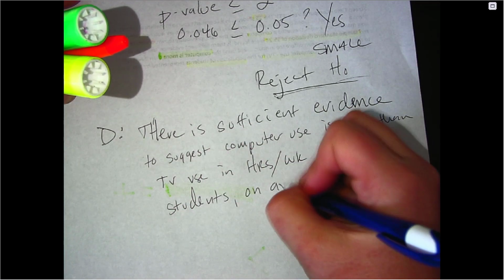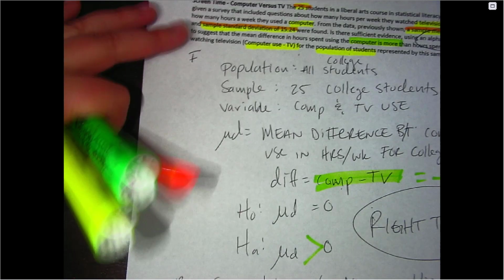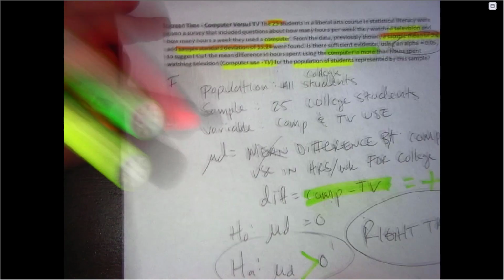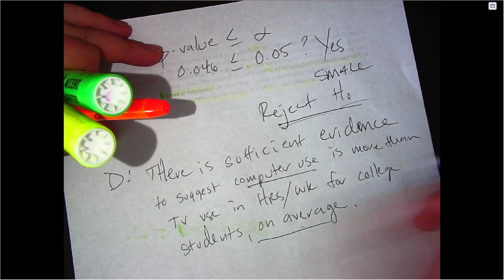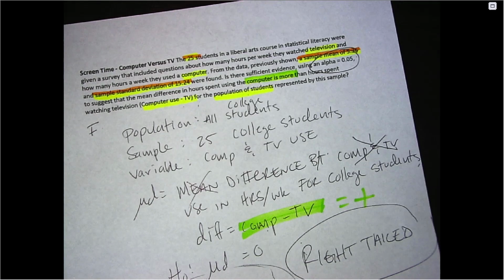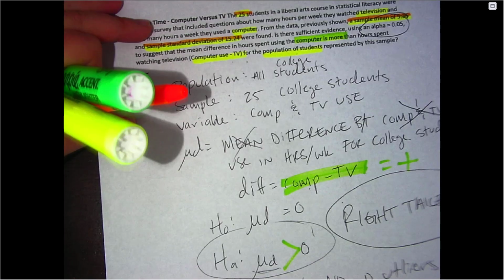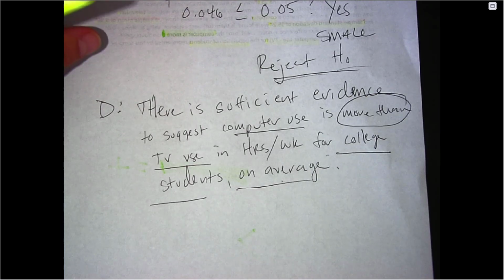on average. So this on average part has to deal with, so this is what we're trying to restate, and we're talking about mu sub d. So the on average deals with the mean. That's why I use that term. And then we have computer use and TV use. So that's this component. And then we have our population. So here it's for college students. So that's this component. And then the greater than 0 is really what that part is. So that is our right-tailed test, all aspects of the FRED method.